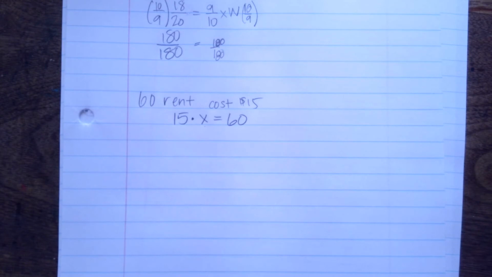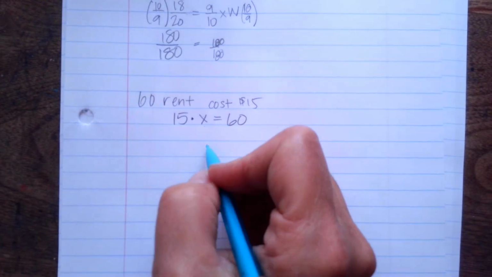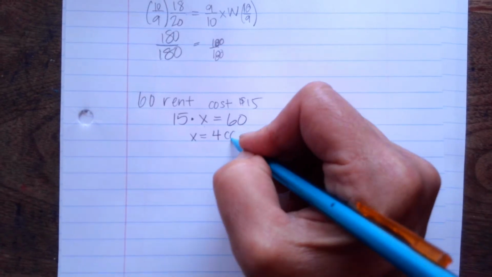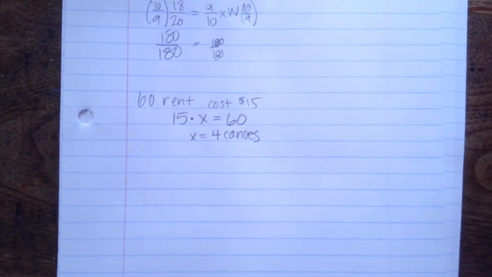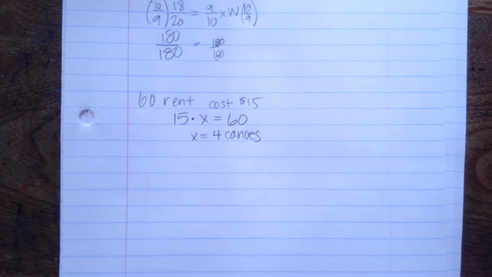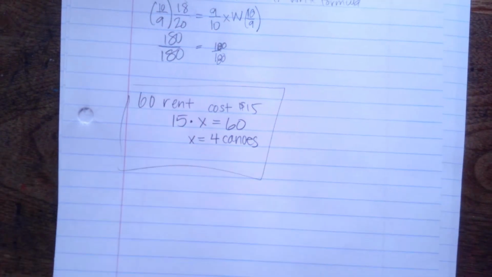Okay. Now we're going to solve it. 15 times something equals 60. X. Is it 4? Yeah. So they can rent 4, and then we're going to label the answer 4 canoes. Okay, because I know 15 plus 15 is 30, and 30 is half of 60. That's right. You got it. So I write 4 canoes? Just write everything I wrote here in the box.